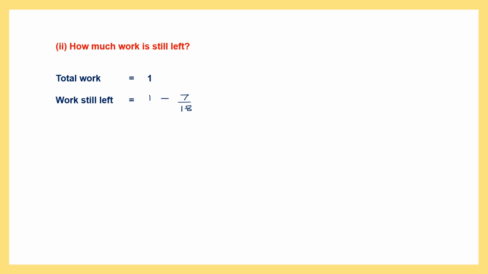Now here let's work this out. So denominator is 1. So here the LCM will be 18. So the first one is 1 into 18. So here also 1 into 18. So that will be 18 minus second one is 18 into 1. So 7 into 1. 7 ones are 7. So 18 minus 7 is 11. 11 by 18. So what have we found? We have found the work still left, and that is 11 by 18.